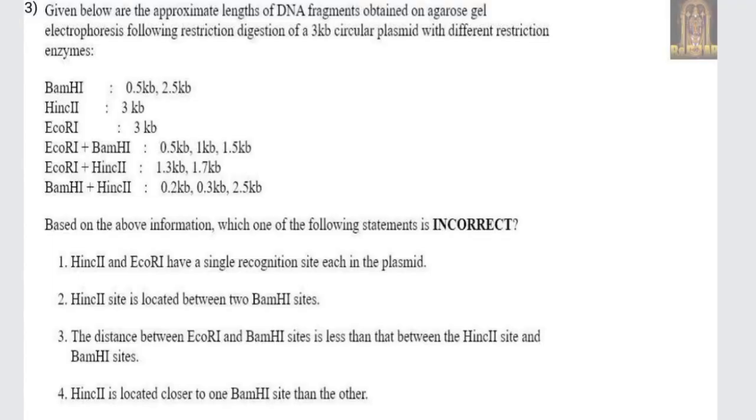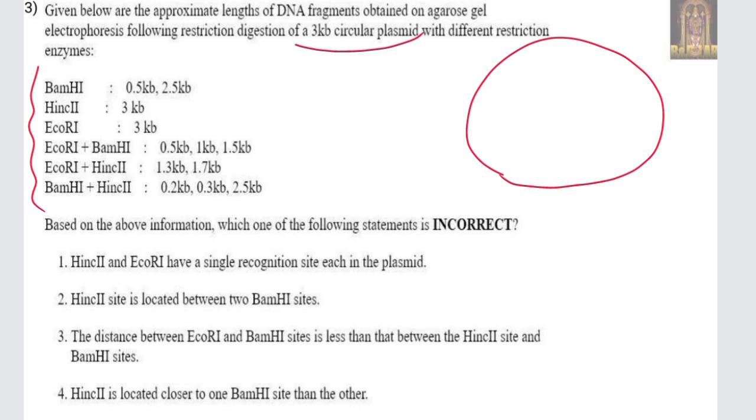Let's come to this question. This is about a 3 kb circular plasmid. Let's see, this one is the 3 kb circular plasmid, and it was treated with different combinations of restriction endonuclease. After treatment, they got these different kinds of bands. Now say, if the BamHI site is there, they got two fragments. So in the circular form of DNA, there must be two sites for BamHI recognition.